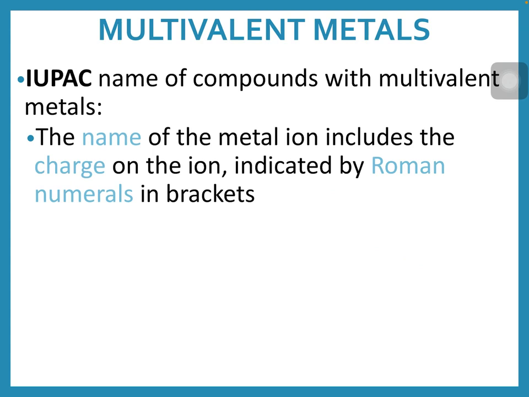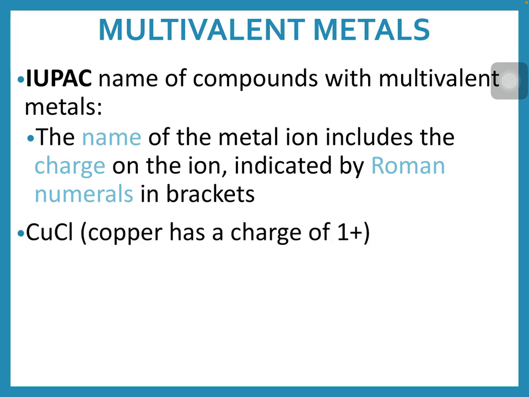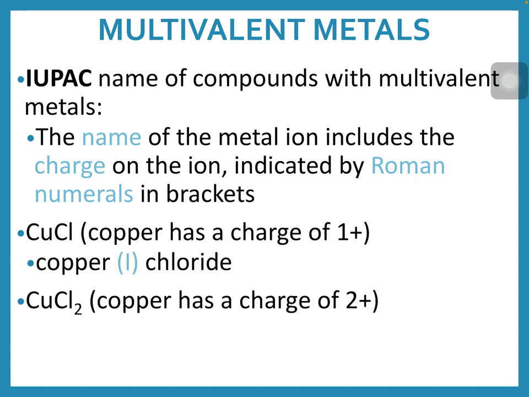The name of the metal ion is going to include the charge, just the number, not the sign, with a Roman numeral in brackets. So for copper, there was copper that could make a 1+ or copper that could make a 2+. So copper 1 and copper 2 are what we refer to those different valences. CuCl was made with copper that had a charge of 1+, so that is going to be called copper 1 chloride. And CuCl2 was the one where we had Cu2+, and so that's going to be called copper 2 chloride.